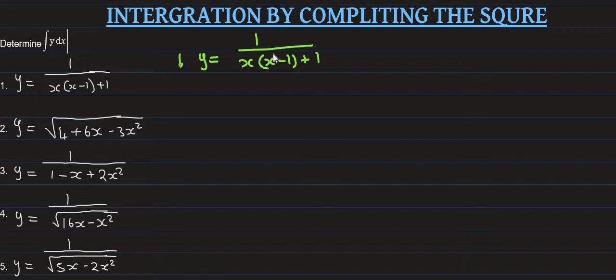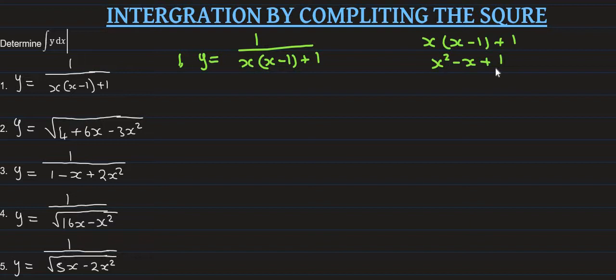Before we integrate, let us solve the equation below: x times (x minus 1) plus 1. We multiply it out to get x squared minus x plus 1, which has 3 terms.